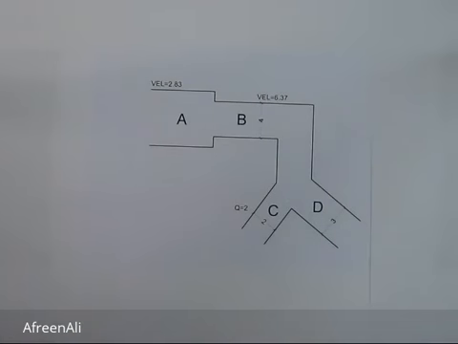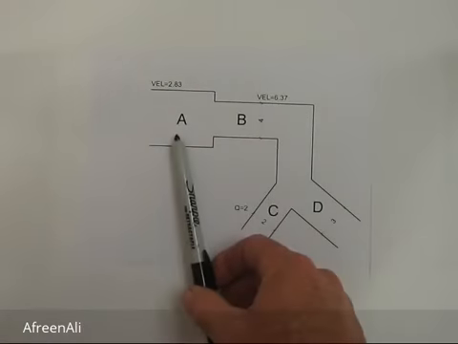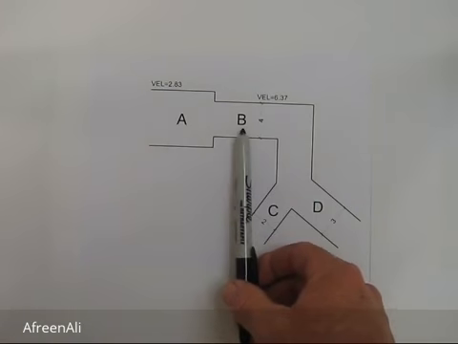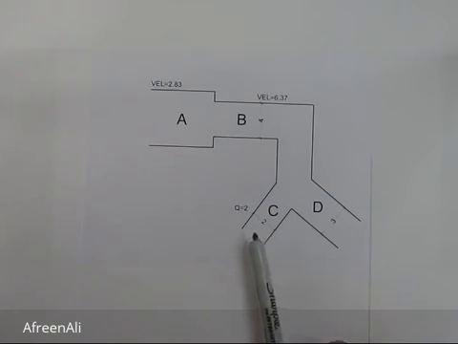Given a pipe system is shown in the diagram here, we're left with a problem, and we've got some missing information. We've got 4 pipes. A runs into B, B runs into C and D. We've got some information listed.